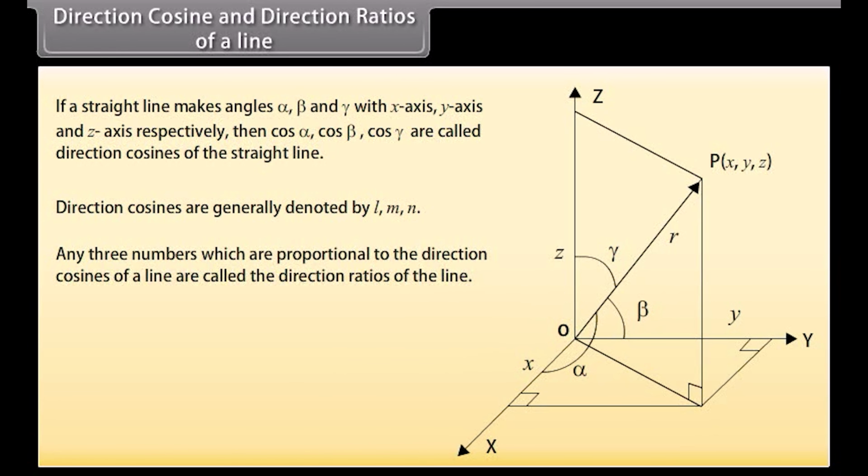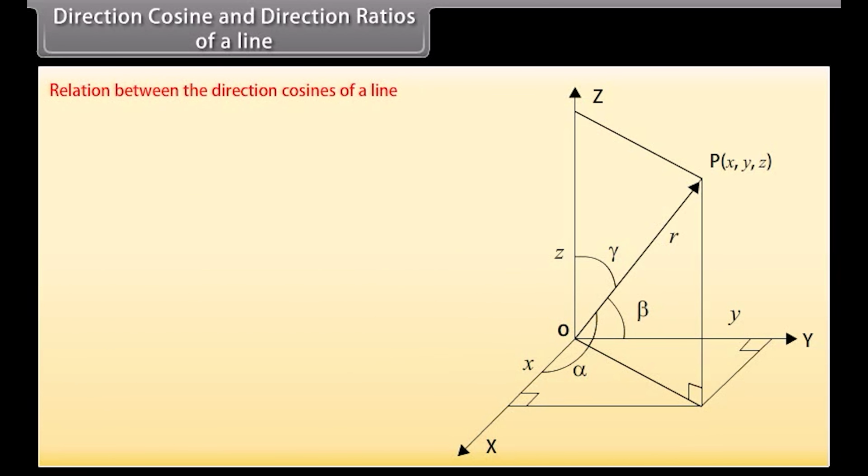Any three numbers which are proportional to the direction cosines of a line are called the direction ratios of the line. If A, B and C are direction ratios of a line, then A equals lambda L, B equals lambda M, C equals lambda N. Relation between the direction cosines of a line.